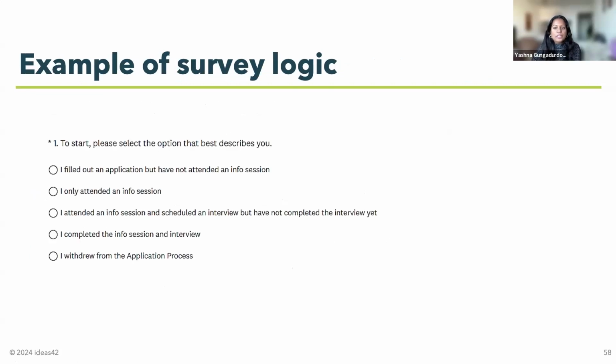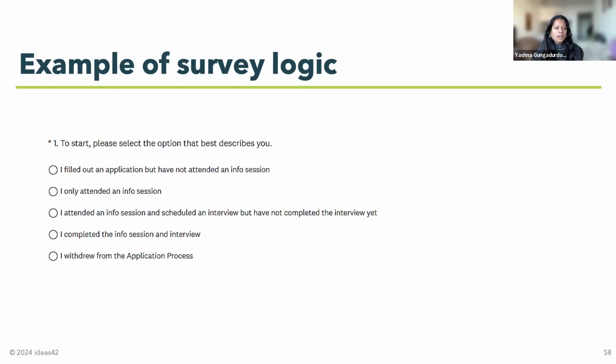So here's an example of how we use Survey Logic in one of our projects, where we were trying to understand people's experiences in an application process. So the first question we asked clients was to select an answer that best describes them based on where they are within the application process.